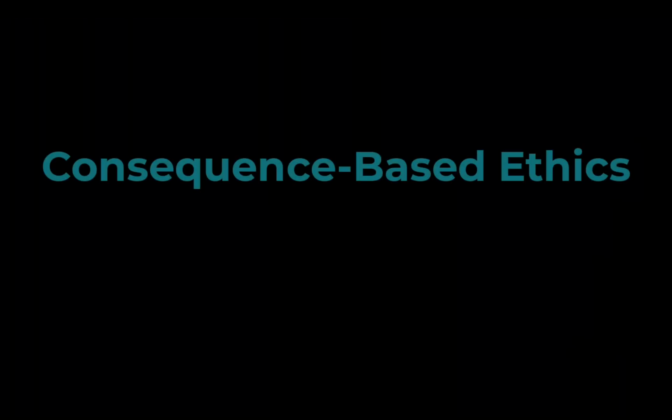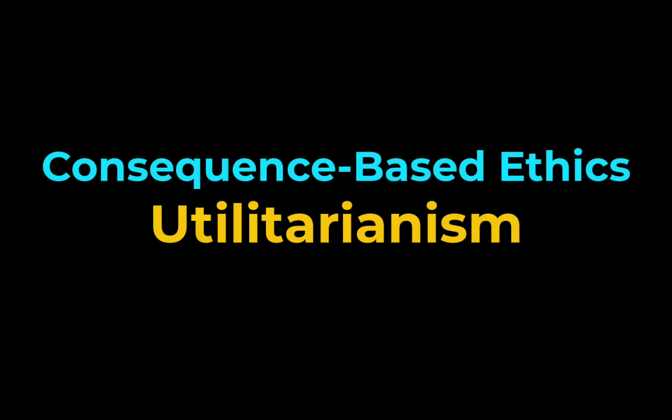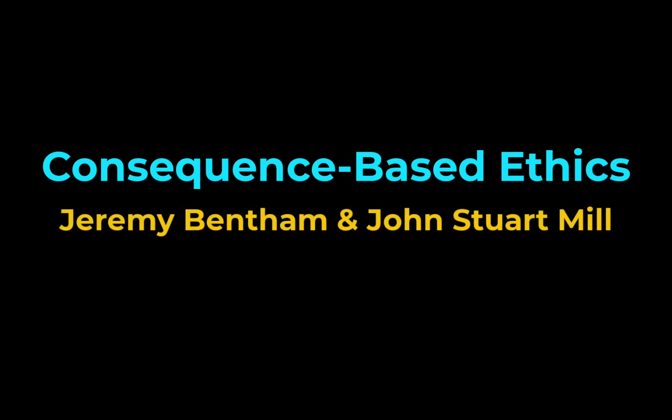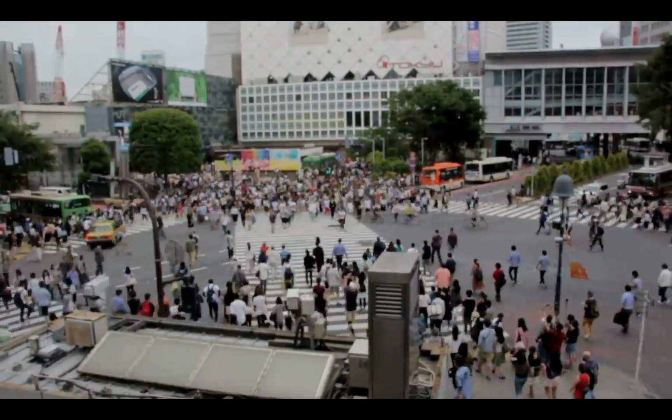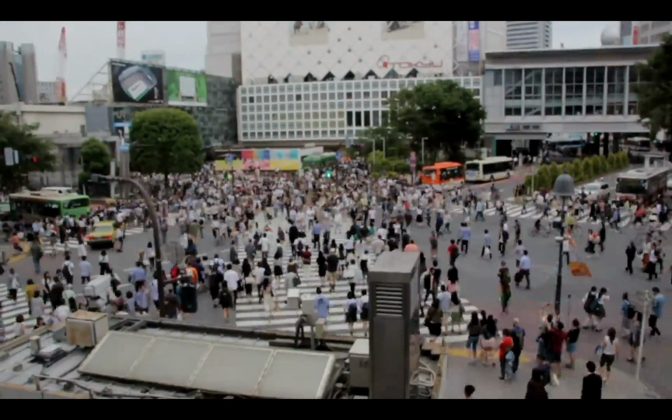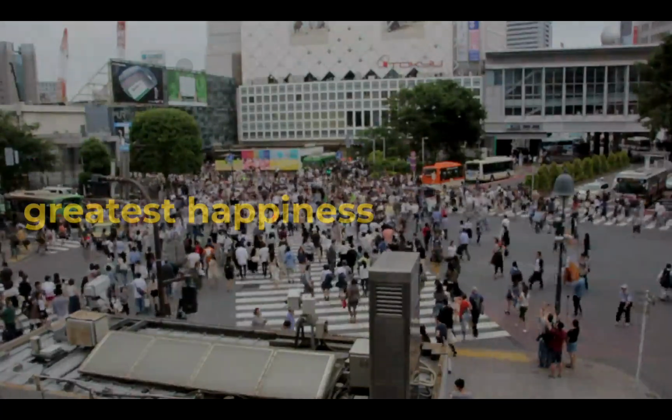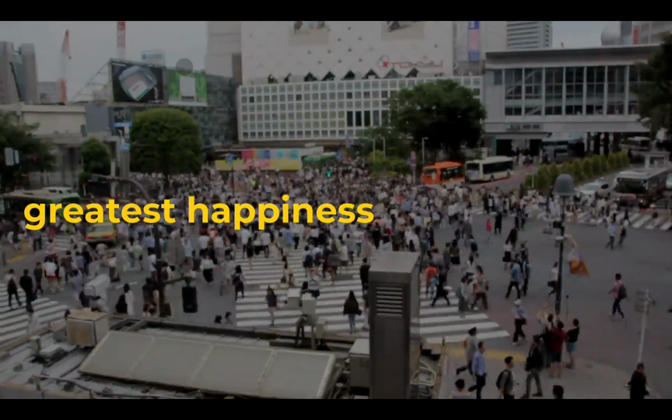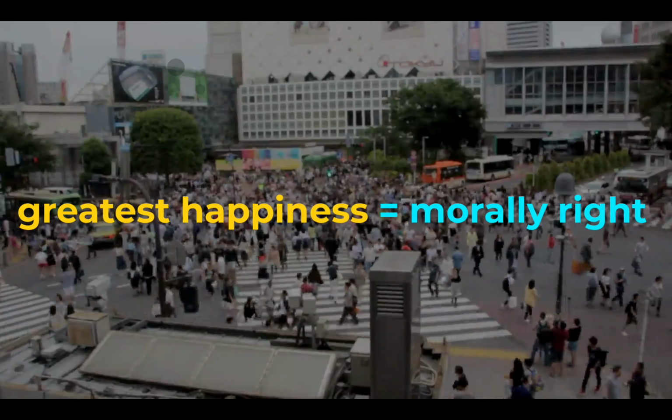Let's start with consequence-based ethics, also known as utilitarianism. This ethical theory, founded by British philosopher Jeremy Bentham and further developed by his disciple John Stuart Mill, holds that the morality of an action should be based solely on its consequences and results for the greatest number of people. In other words, if an action leads to the greatest overall happiness or utility, then it's considered morally right.